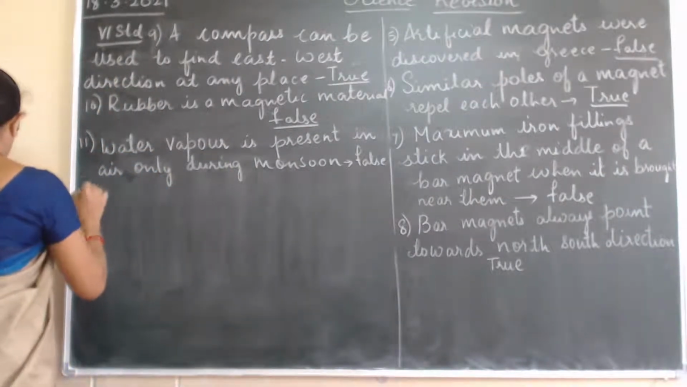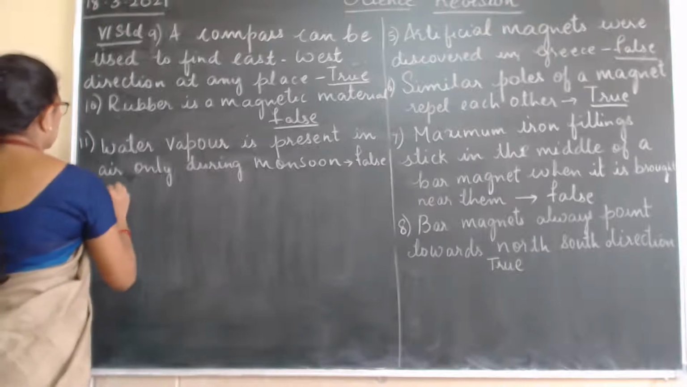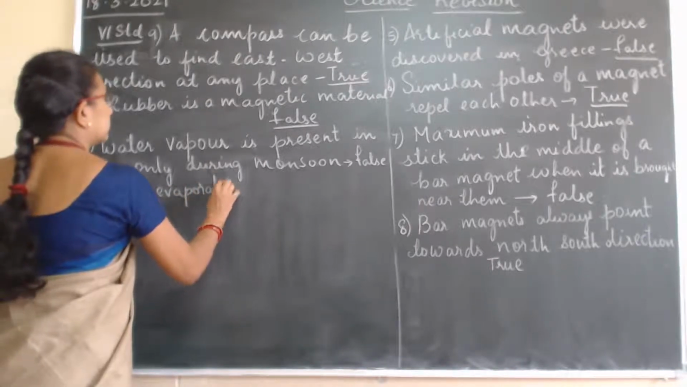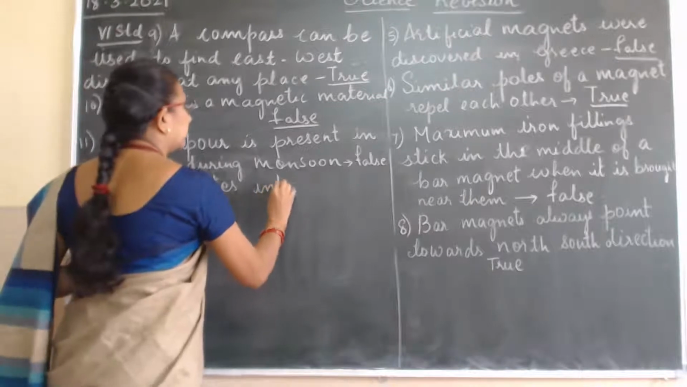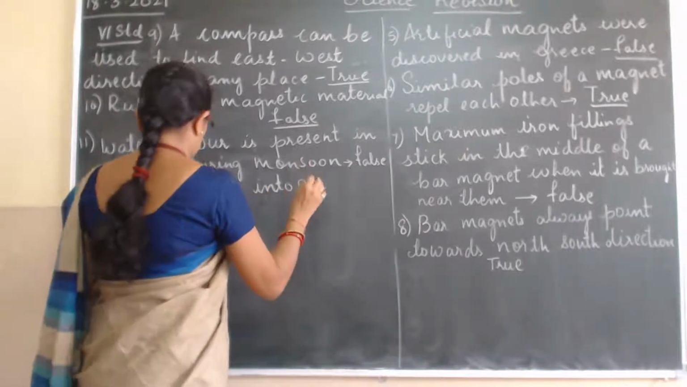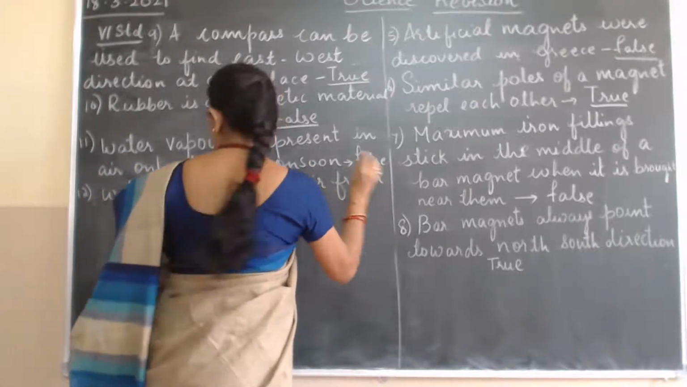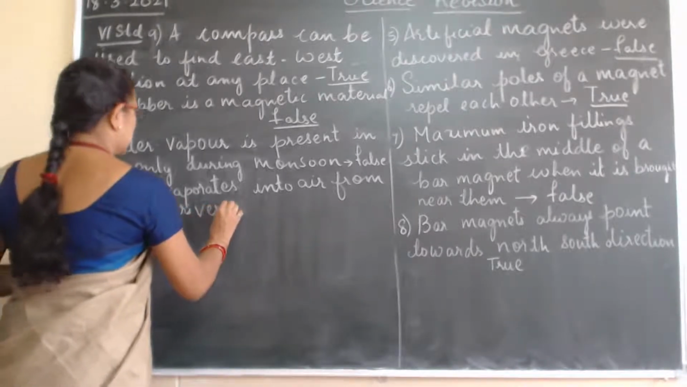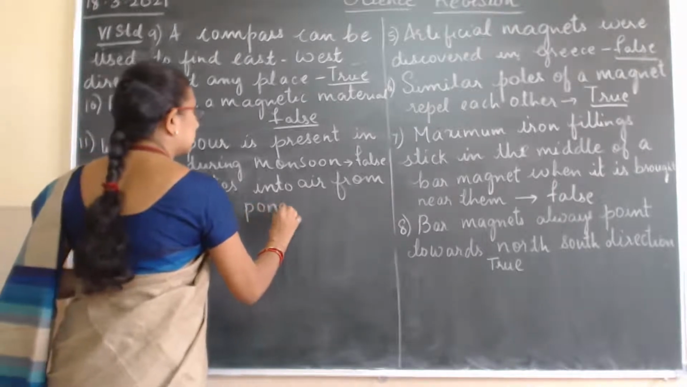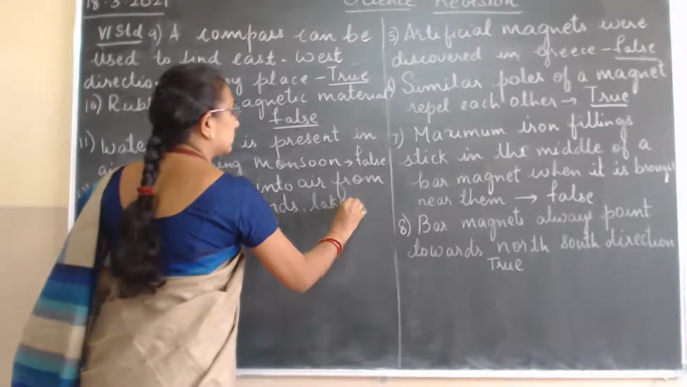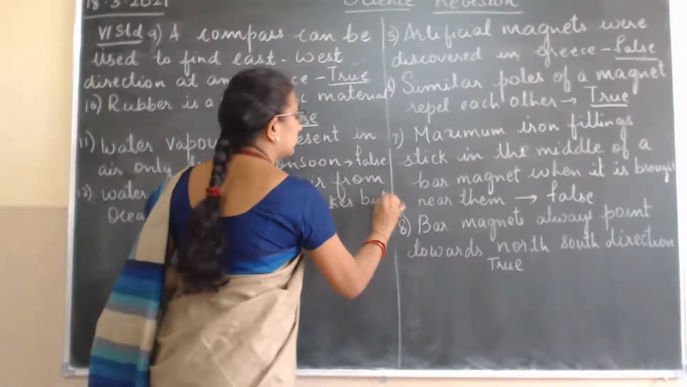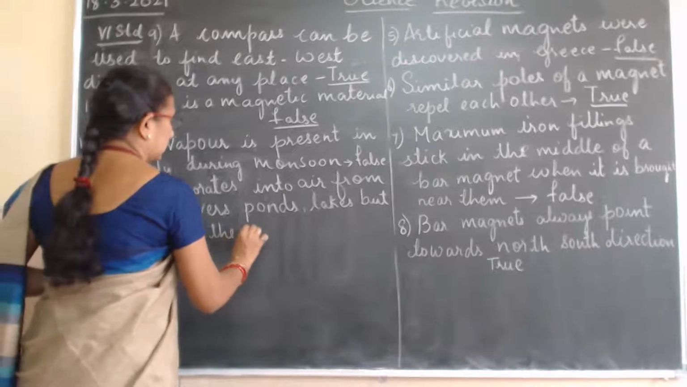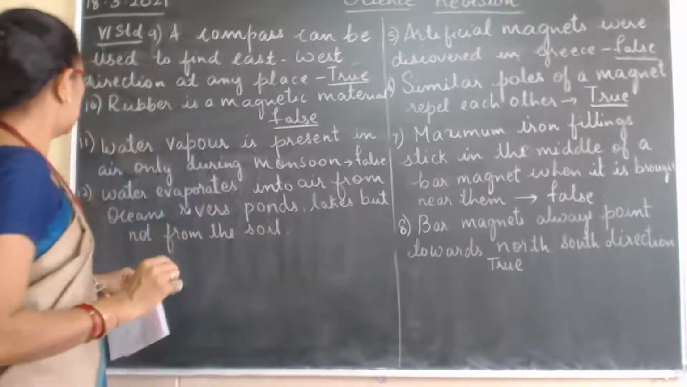Next one, water evaporates into air from oceans, rivers, ponds, lakes, but not from the soil. See what the sentence is? Water evaporates.